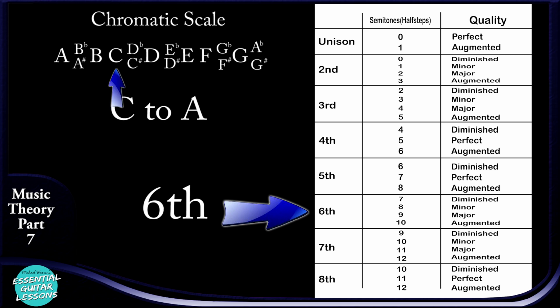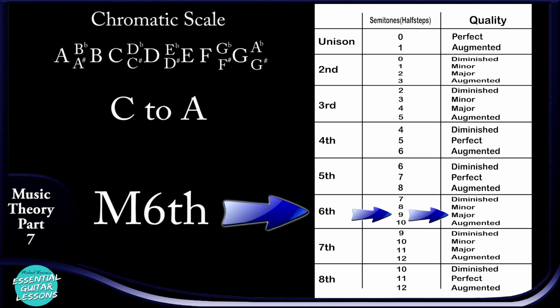We have C to C sharp to D, D to D sharp to E, E to F, F to F sharp to G, G to G sharp, and G sharp to A. So that's going to be 9 semitones there. Then we just go back to our chart. We have 9 semitones. That makes it a major. So it'd be a major sixth there, C to A.